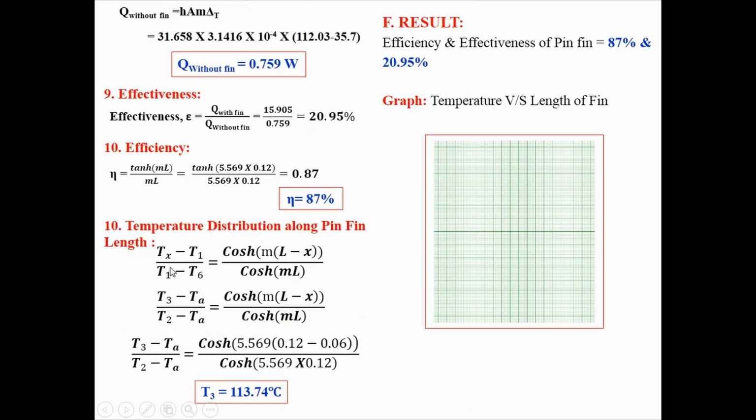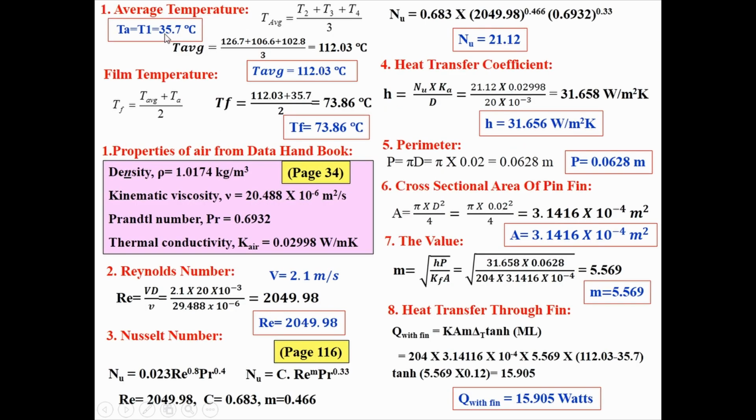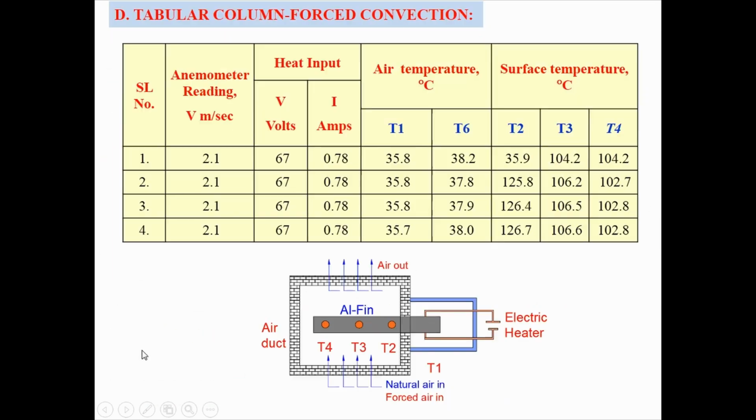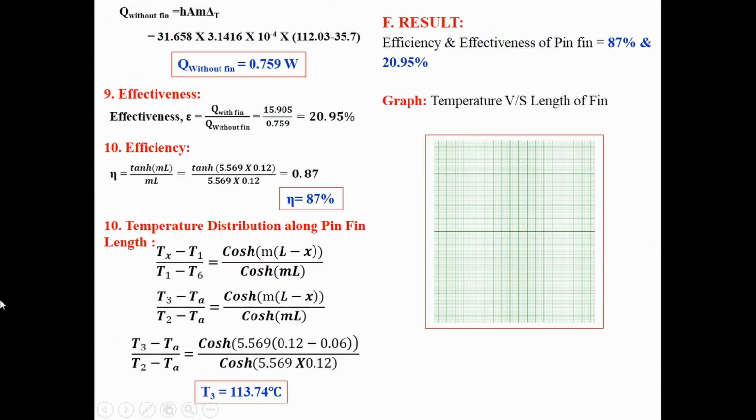So I will write the equation. I don't know the value of T3, the temperature at point 3, so I will write T3 minus TA divided by T2 minus TA, equal to cos hyperbolic m(L minus x) divided by cos hyperbolic mL. After this, substitute. T3 is unknown, so leave it as it is. TA you already know, that is 30.57. T2 you also know, that is 30.9. Substitute.